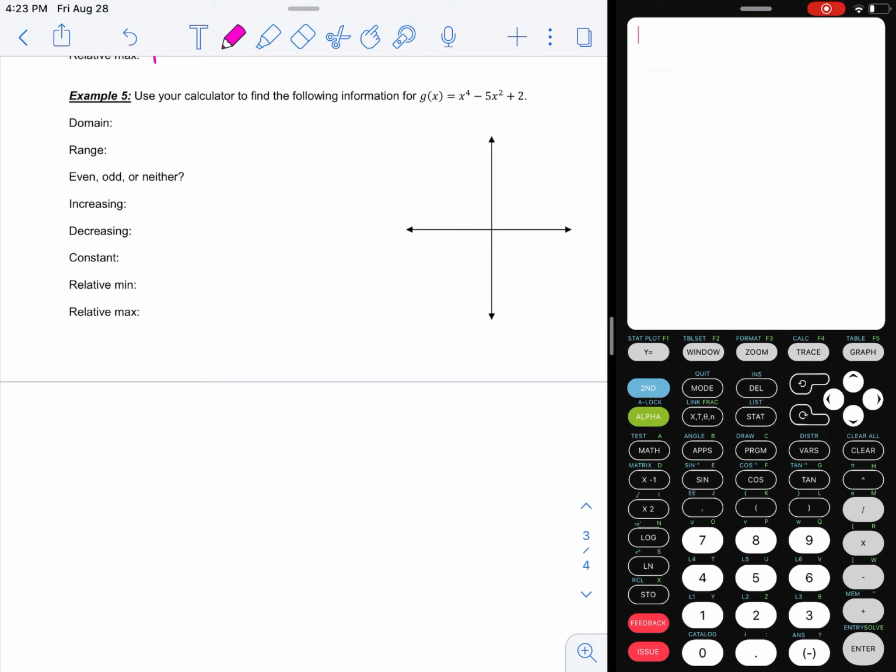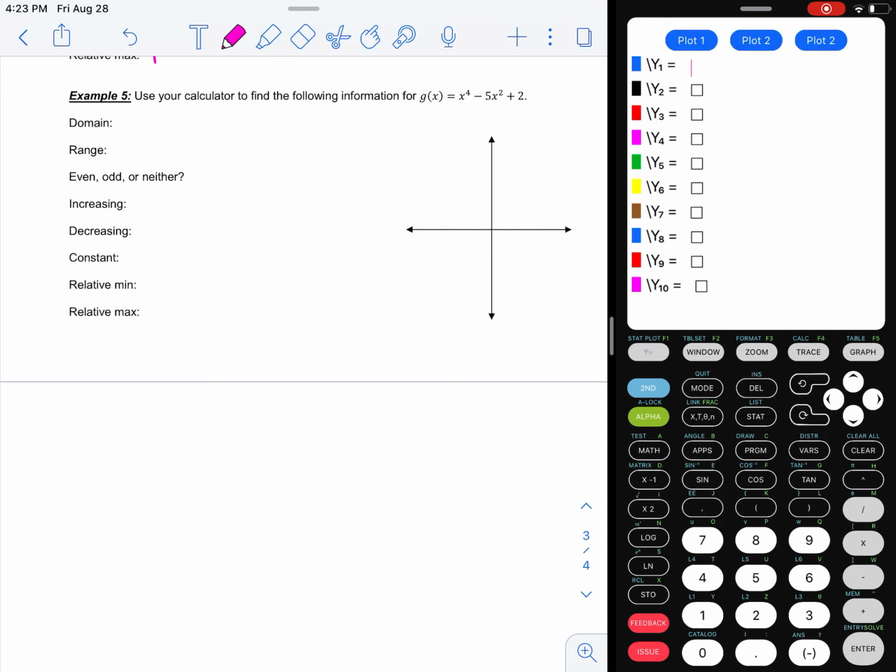Okay, so to put this into my graphing calculator, I'm going to hit the y equals button, which is right above the blue second button on my calculator and yours. Now I'm going to enter the function. So I need x first. X is directly below the mode button. So it says X, comma, T, comma, theta, comma, N. That's X.